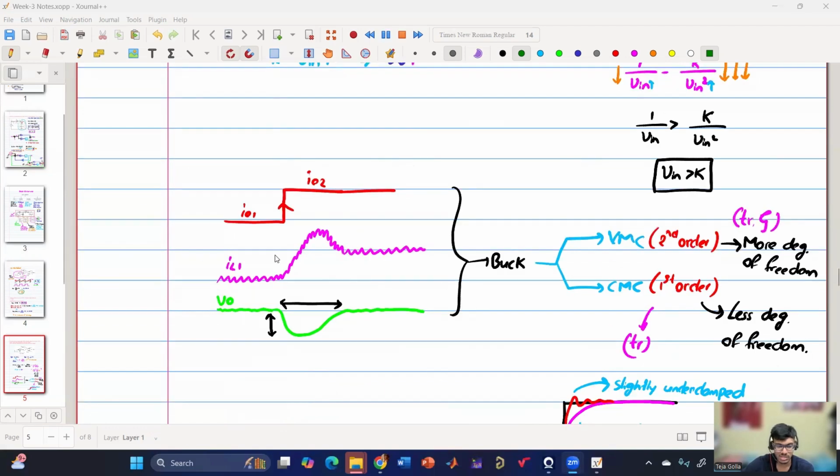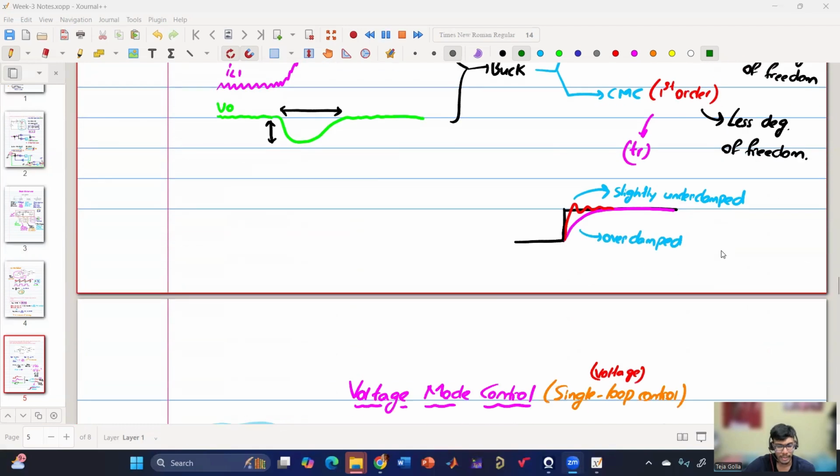And someone has asked a doubt on voltage mode control if there is any load change. So I have also explained, and these details of the model and everything we'll discuss in detail in the upcoming weeks, where we'll be discussing the voltage mode control model and current mode control model.